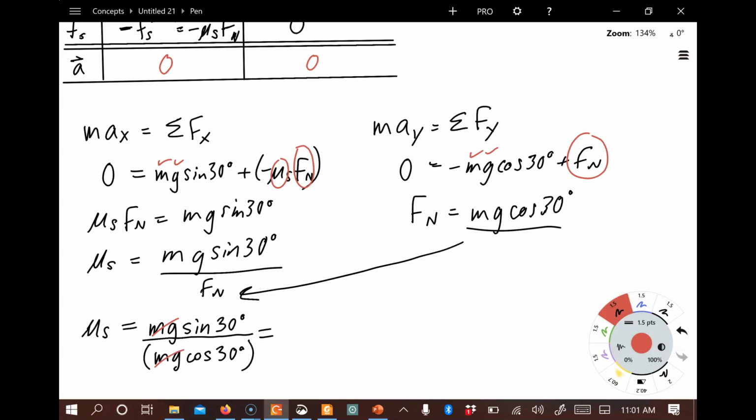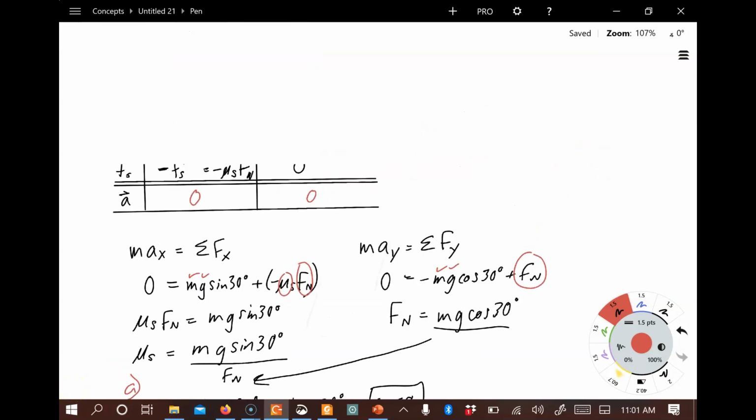So a lot of times, actually, when gravitational force is involved in a problem, the mass will actually cancel out. And if we use a little trigonometry identity, sine 30 divided by cosine 30 is equal to tangent 30. And if you put that into your calculator, you're going to get a coefficient of static friction of about 0.58. Remember, it's dimensionless. That is your answer for part A.